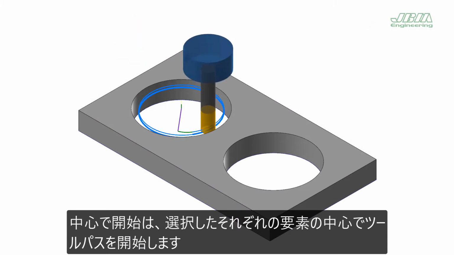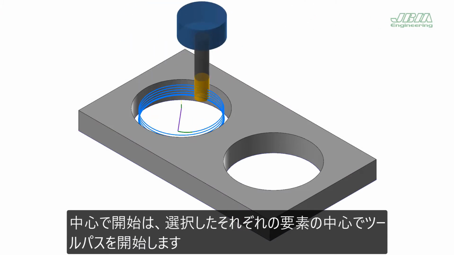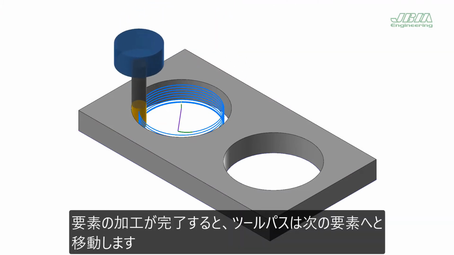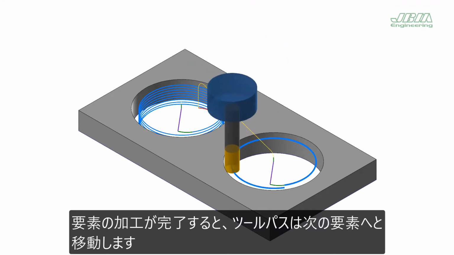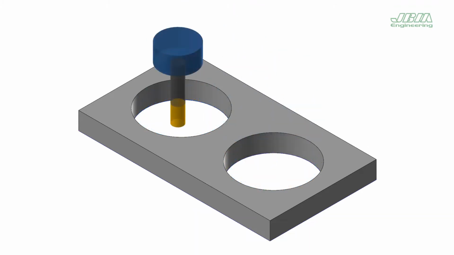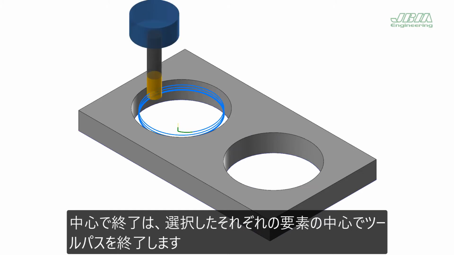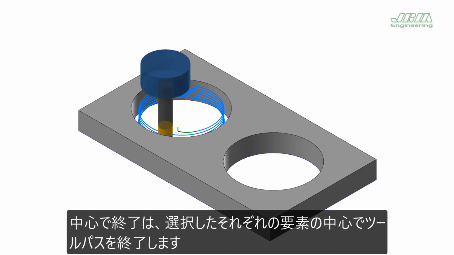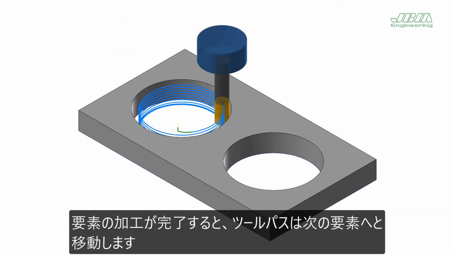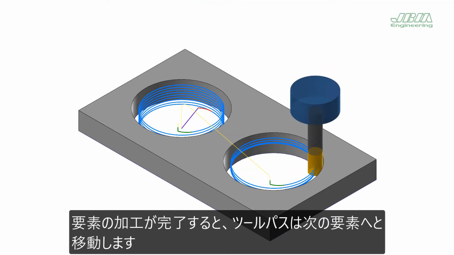Start at Center begins the toolpath at the center of each selected entity. Once that entity has been machined, the toolpath moves to the next entity. End at Center ends the toolpath at the center of each selected entity. Once that entity has been machined, the toolpath moves to the next entity.